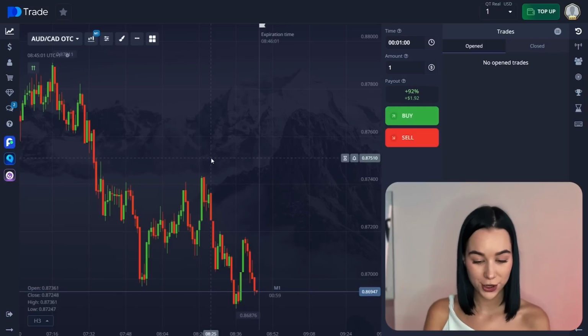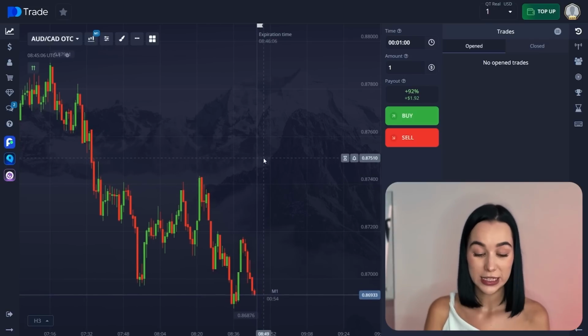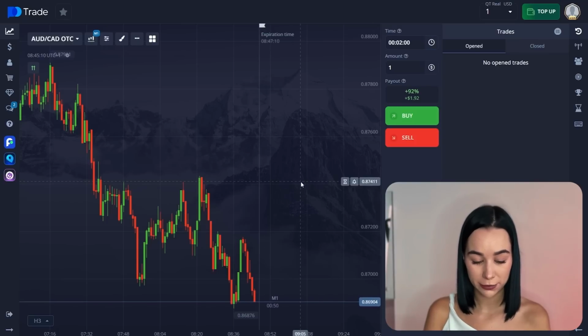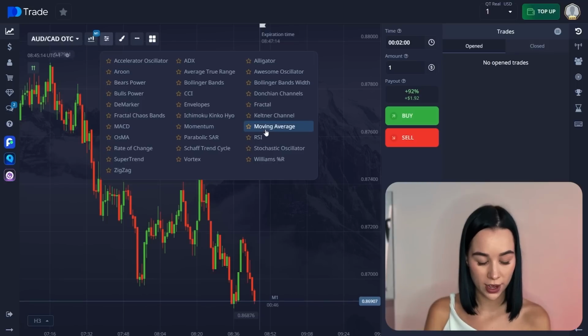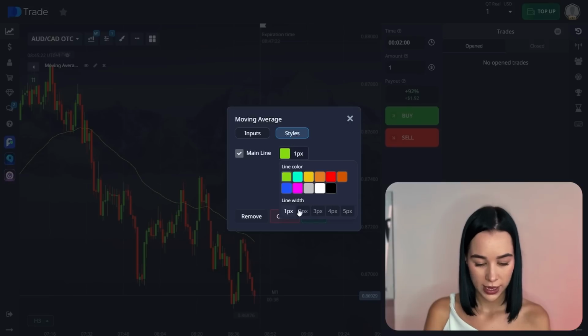So guys, here is our Pocket Option account. As you can see, I have just $1 on my balance. So this is what we're going to work with. Let's change the expiration time to 2 minutes and choose the moving average indicator. Change it to EMA, the period to 50, and set the line width, and we click save.